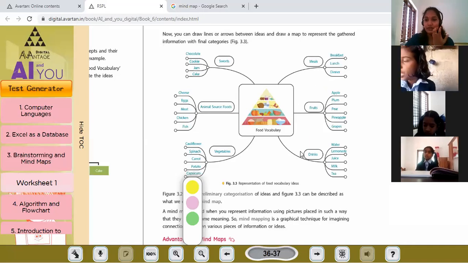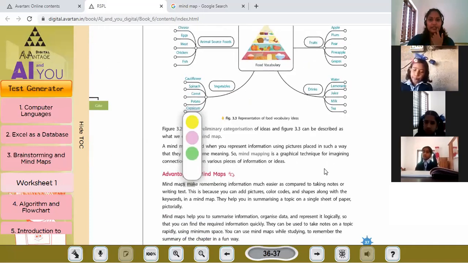If we are using mind mapping, we can save a lot of time. Okay. See, a mind map is used when you represent information using pictures placed in such a way that they convey some meaning.